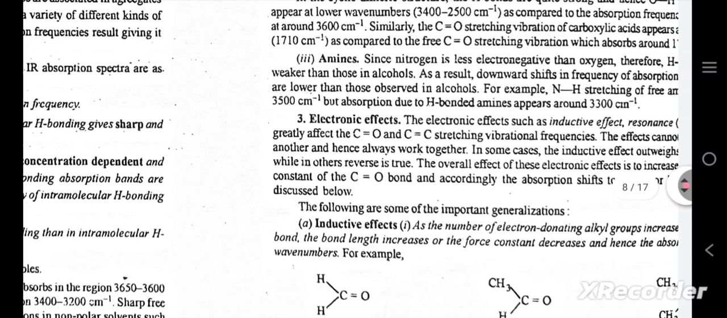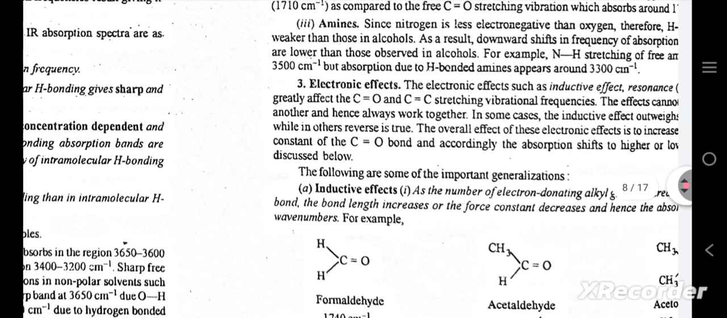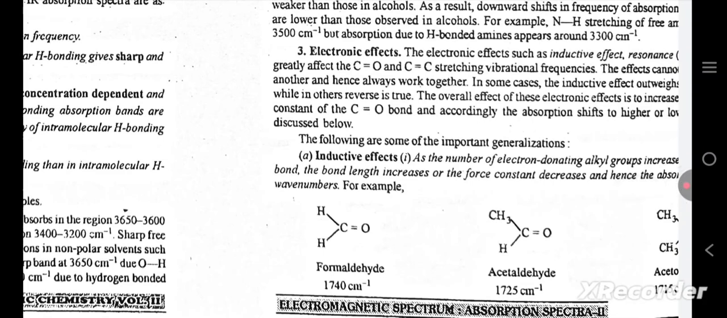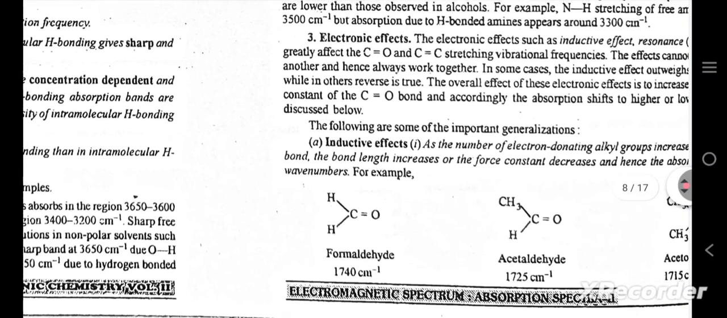Similarly, the C=O stretching vibration of carboxylic acid appears at lower wave numbers as compared to the free C=O stretching vibration, which absorbs around 1760 cm⁻¹. Amines. Since nitrogen is less electronegative than oxygen, the H bonds in amines are weaker than those in alcohols. As a result, downward shifts in frequency of absorption are lower than those observed in alcohols. For example, the N-H stretching of free amines is around 3500 cm⁻¹, but absorption due to H bonded amines appears around 3300 cm⁻¹.